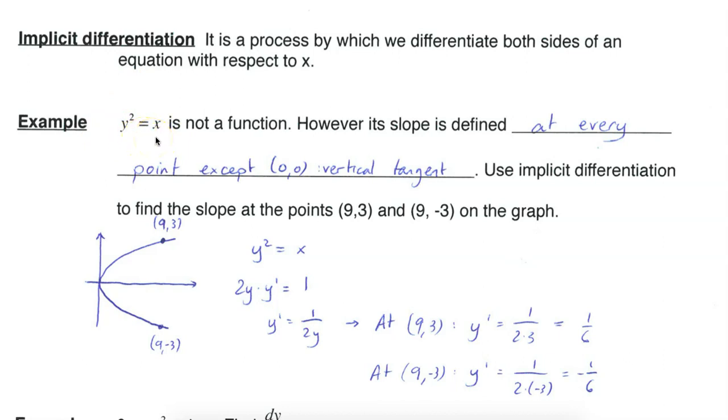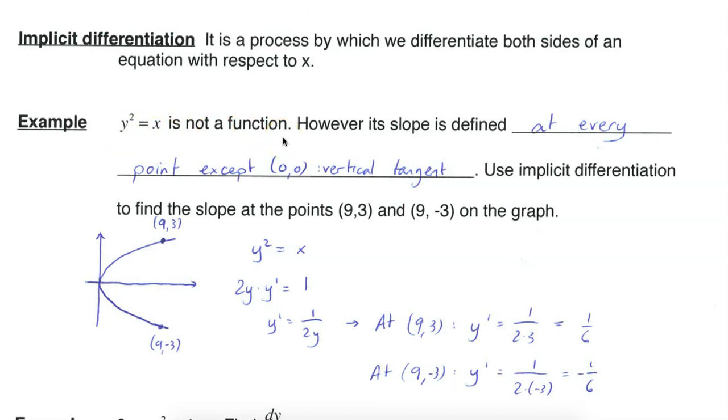And in fact, you may realize that this is not a function, because if I choose a certain x, let's choose x equals 9, there's actually two possibilities for y. I can have y equals 3 or y equals negative 3. Both of them satisfy this equality. So y squared equals x is not a function.